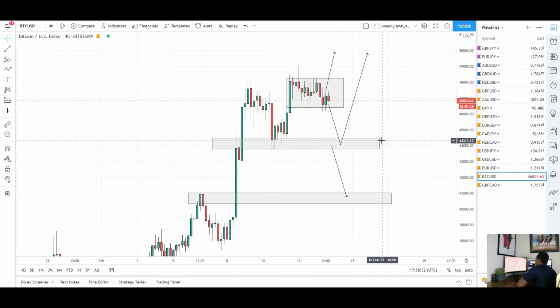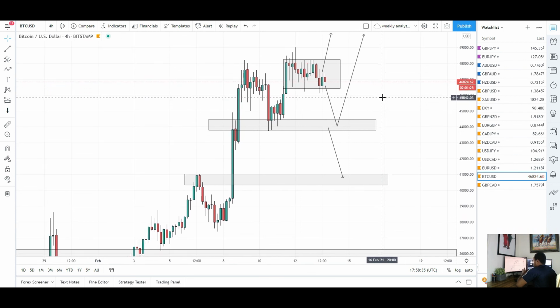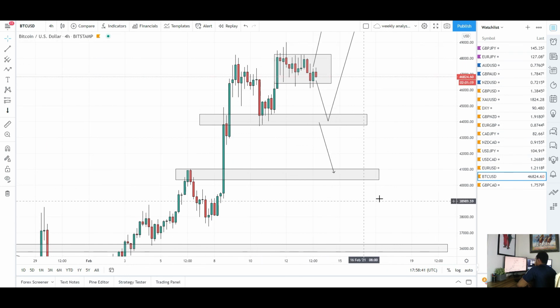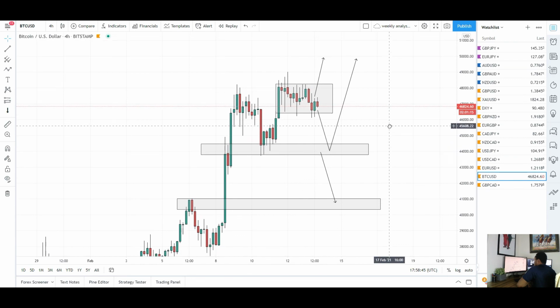So overall bias is still to the upside for this pair, but break through that level there, we could be seeing a nice move to the downside to around 41,000, maybe even further, and we actually see a bit of a deeper retrace for this pair. But right now, bias is still to the upside for this pair.